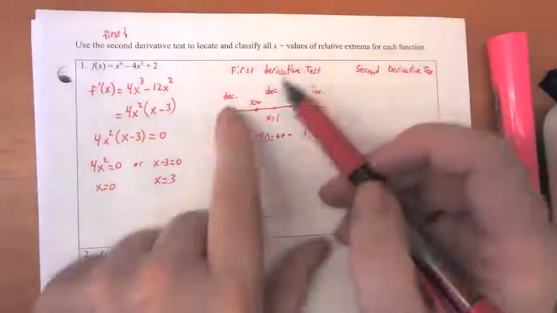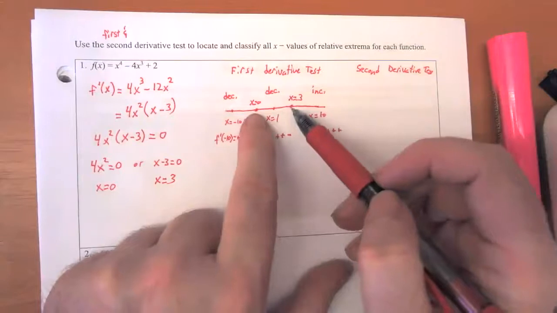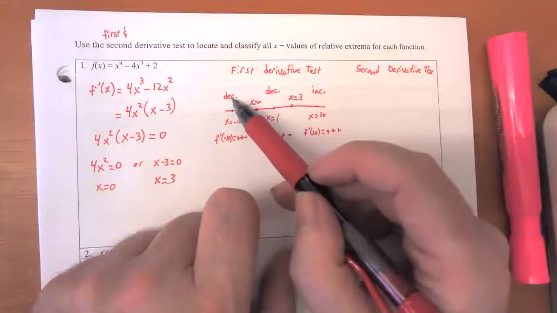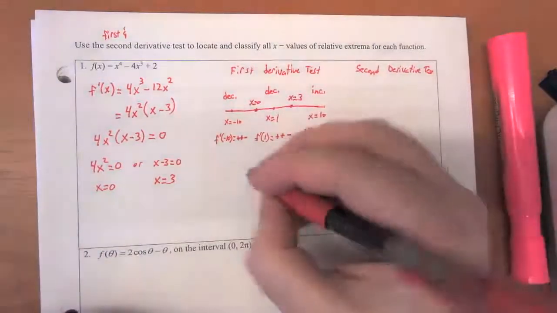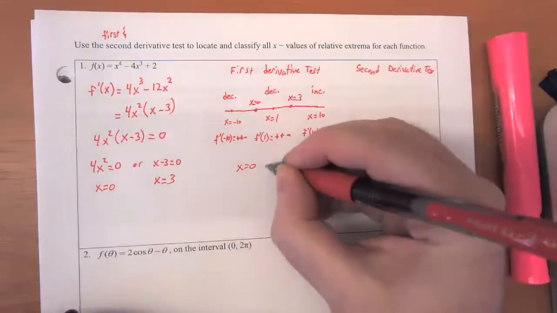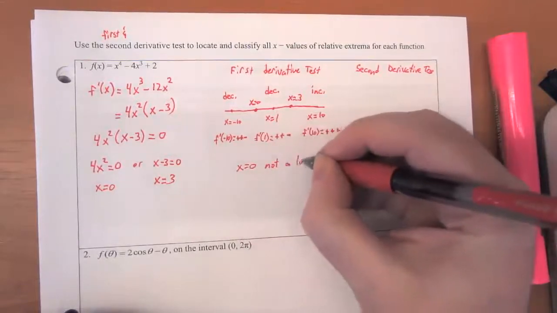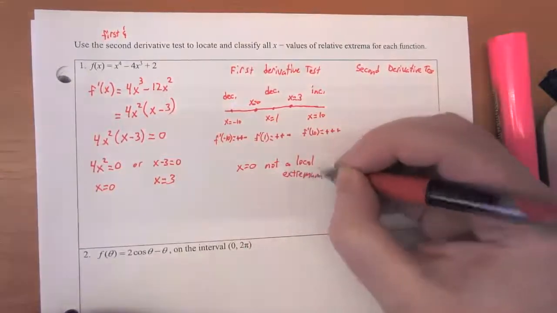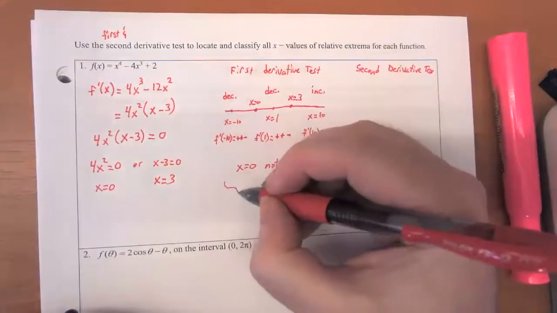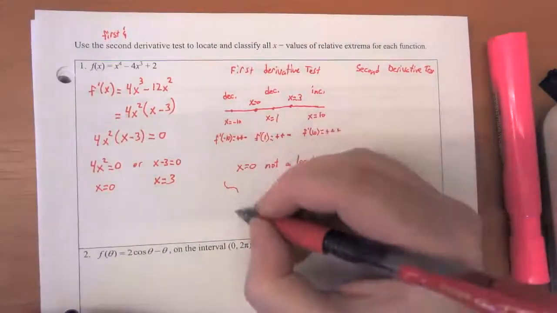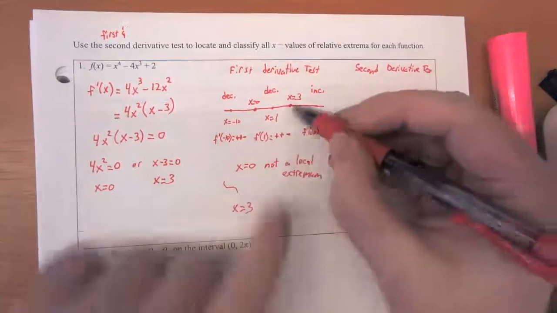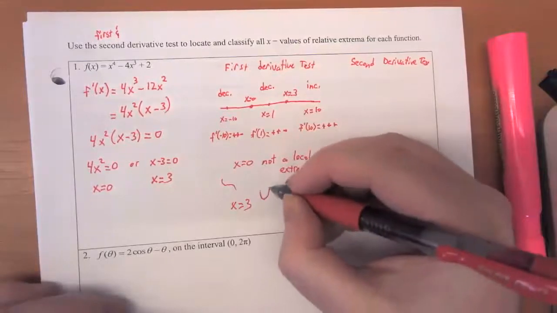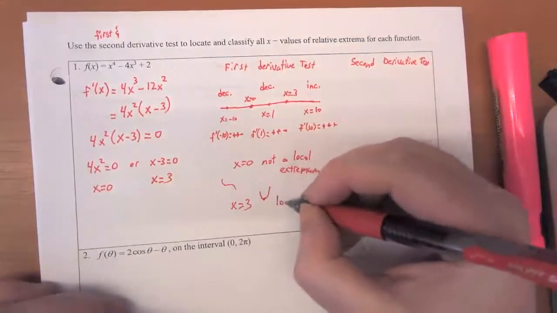All right, so what does that say about our two candidates for extreme points? So at x equals 0, we're going from decreasing to decreasing. So x equals 0 is not a local extremum because it's going like this or something. It just keeps on decreasing. And x equals 3, so it's decreasing and then it's increasing. So that is a local minimum.